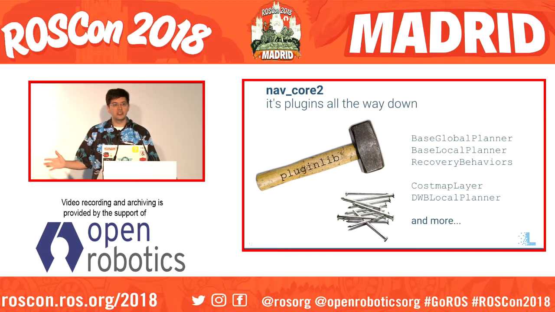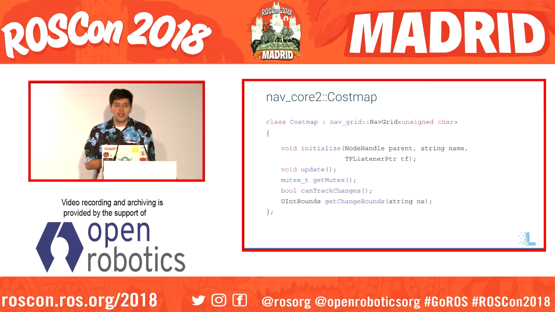And so with these new interfaces, it's plugins all the way down. When all you have is a hammer, everything looks like a nail. I love just adding plugins to wherever I can in the nav stack. So not only were the planners already plugins, I made the costmap layers also be plugins. Last year I talked about DWB local planner, which was based on plugins, and now we have some more. So now I've made the costmap itself a plugin.